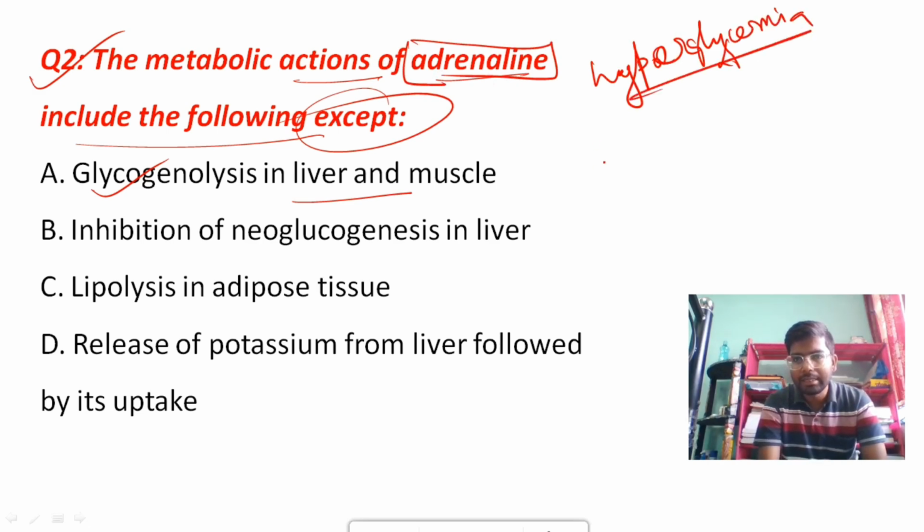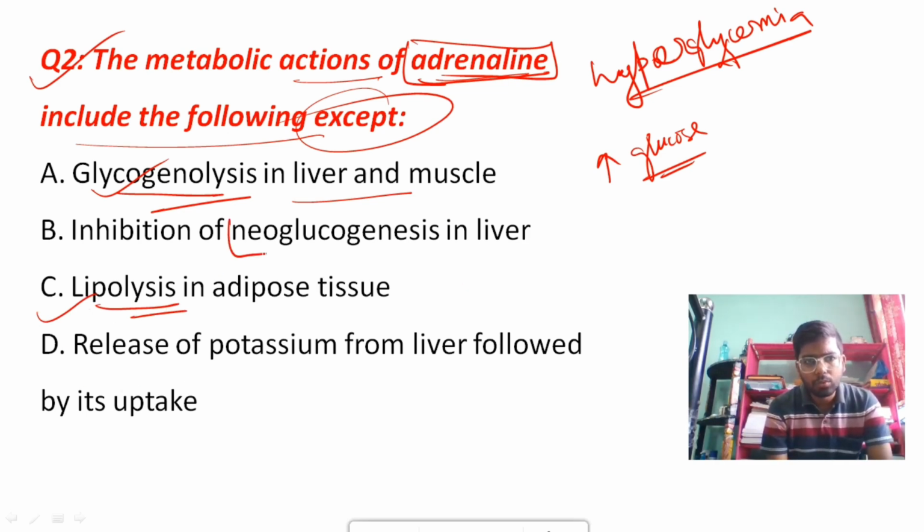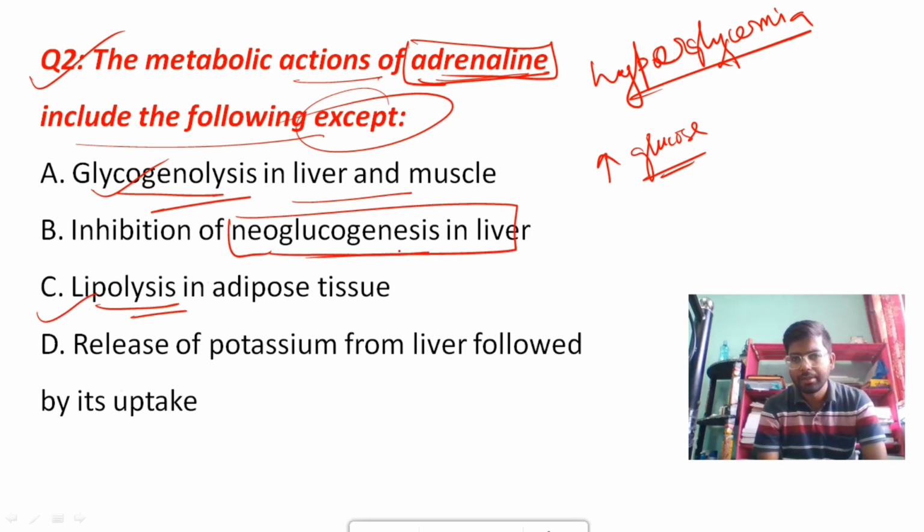That means it can increase the body glucose or body sugar level. How can it be done? It can cause glycogenolysis in the liver and muscle. It can cause lipolysis in the adipose tissue. And it can cause gluconeogenesis in the liver. But here option B is telling that it can inhibit gluconeogenesis, which is false. That means this will be your answer.